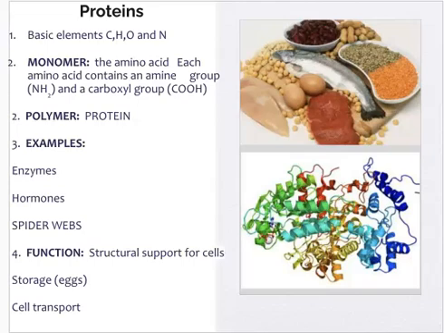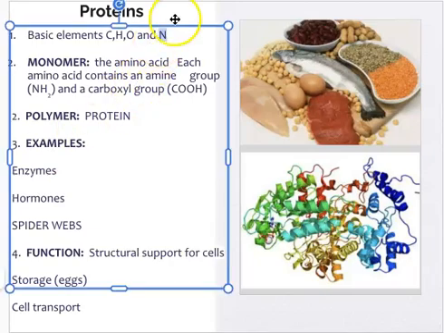So this section of notes is talking about proteins and nucleic acids. The first one is proteins. They have the base elements carbon, hydrogen, oxygen, and nitrogen. Nitrogen is new to us now. We have not had a macromolecule with nitrogen yet, so proteins contain nitrogen.